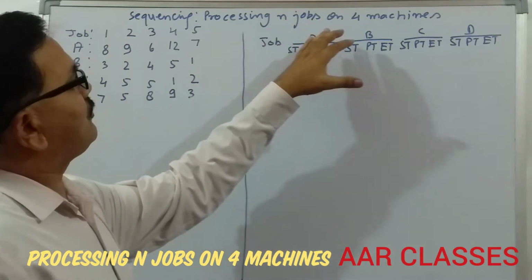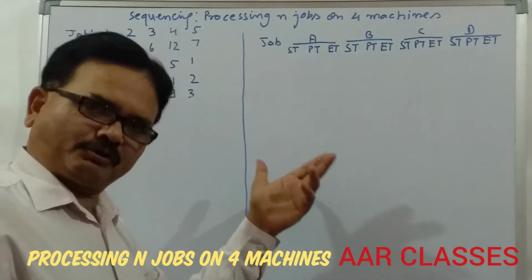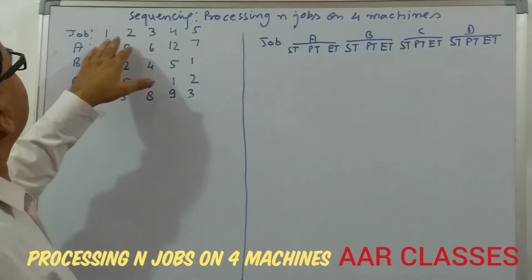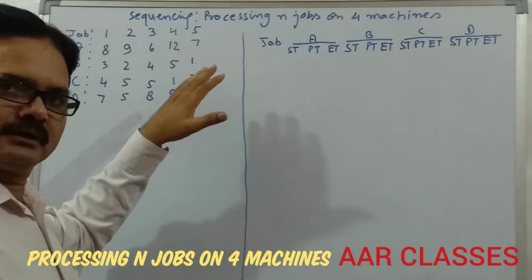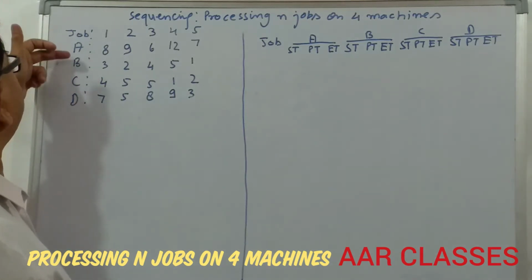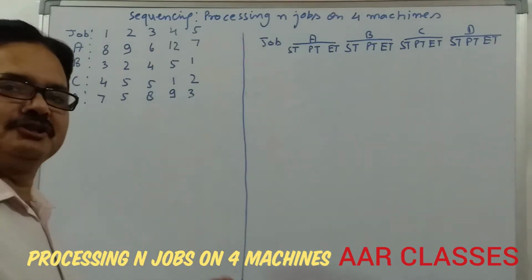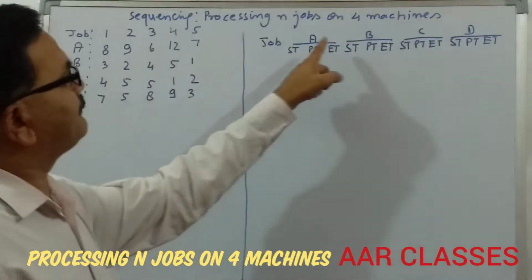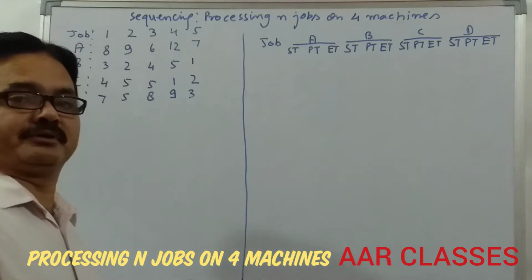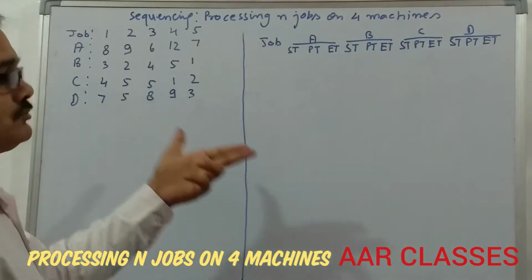In the series of solving sequencing problems, today we have taken this problem of processing n jobs on 4 machines. If you look here, the jobs are 1, 2, 3, 4, 5. They have to be processed on different machines A, B, C, D in the order A, B, C, D. Mind it, order is very important. The order is very important for us here.